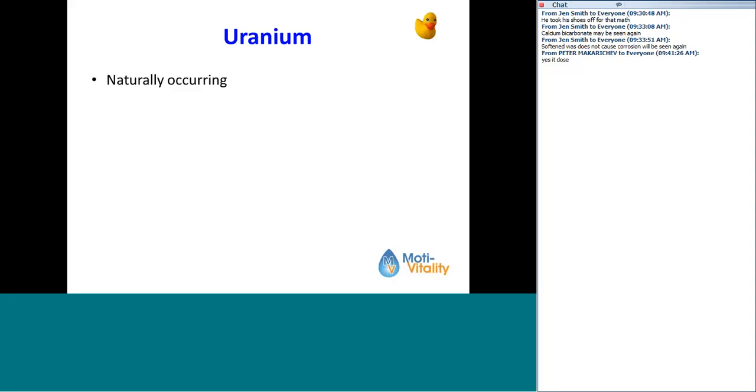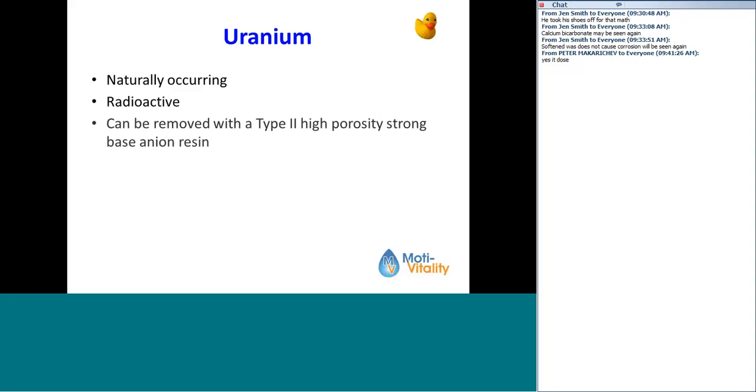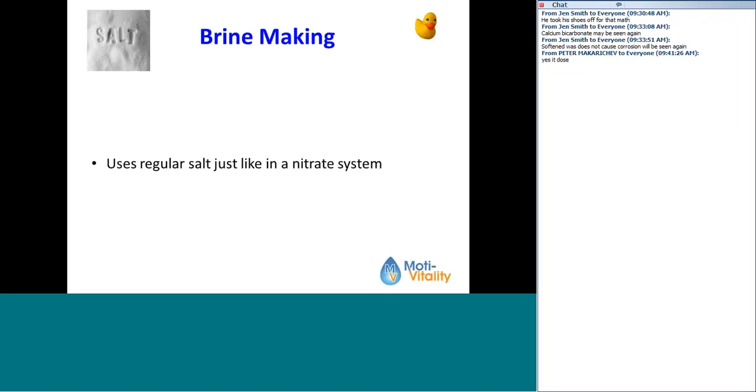Uranium is naturally occurring, it's radioactive, and it can be removed with a type 2 high porosity strong base anion resin. So you can take out some radioactive contaminants with resin. It uses regular salt just like in a nitrate system.